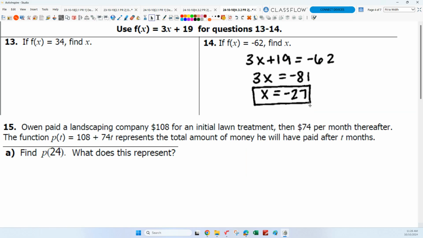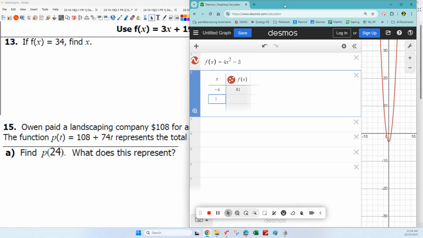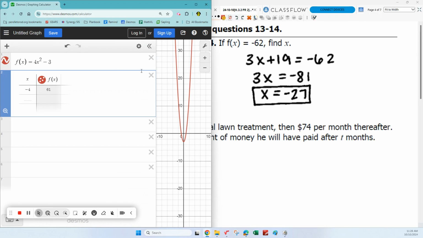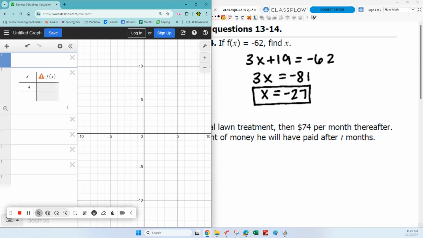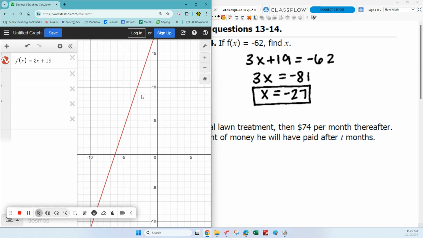Okay, there is a way to do this using a graphing utility also. In this case, it's not a big deal. That's pretty easy algebra, but this might be useful sometimes when the algebra is a little tougher. So what can we do here? Any suggestions? Define the function. Okay, define the function. So I'm going to do f of x equals 3x plus 19, and it gives me a graph of the function.